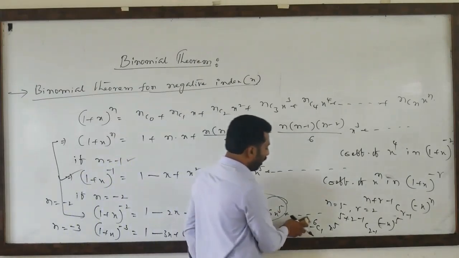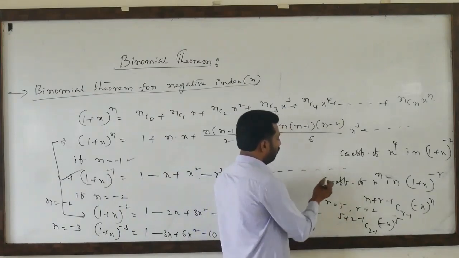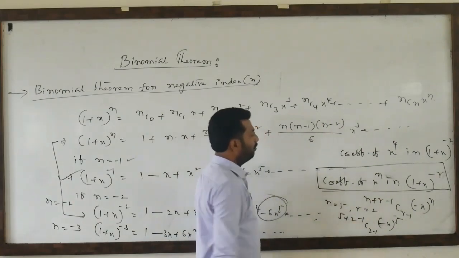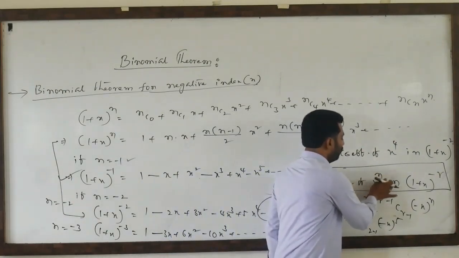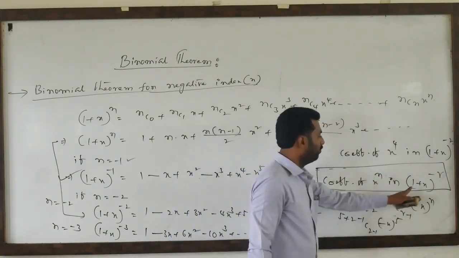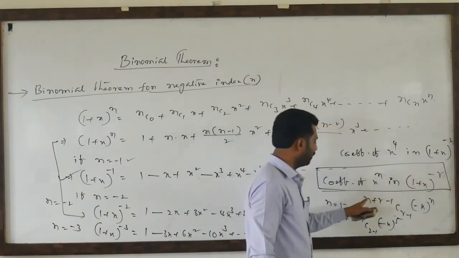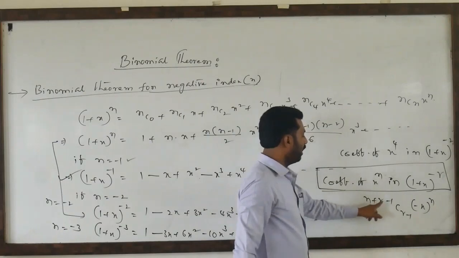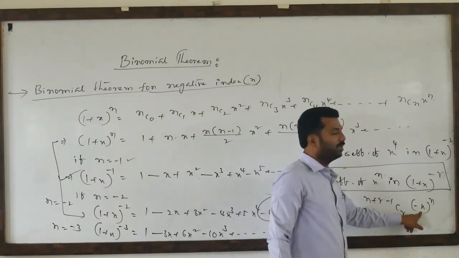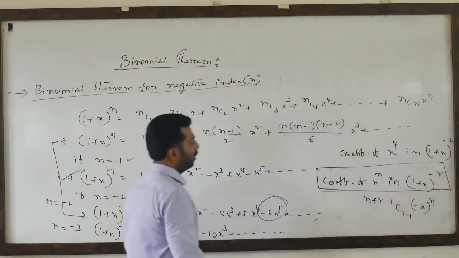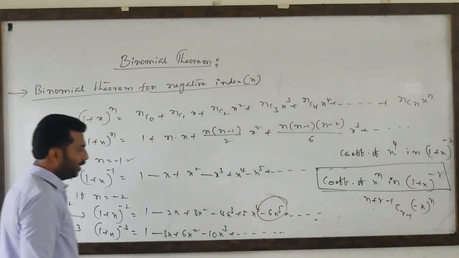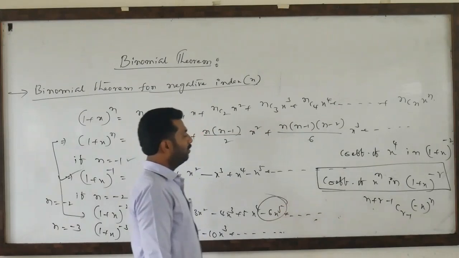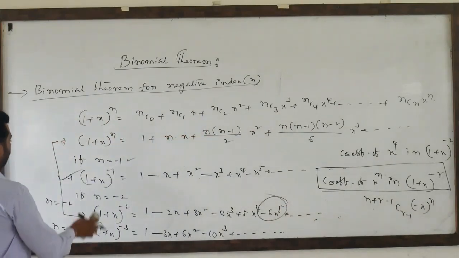So remember blindly the coefficient of x power n in the binomial expansion of (1 plus x) whole power of minus r. The formula you have to remember is n plus r minus 1 C r minus 1 times minus x whole power n, so minus 1 whole power n also you can write. This is the binomial coefficient of x power n.